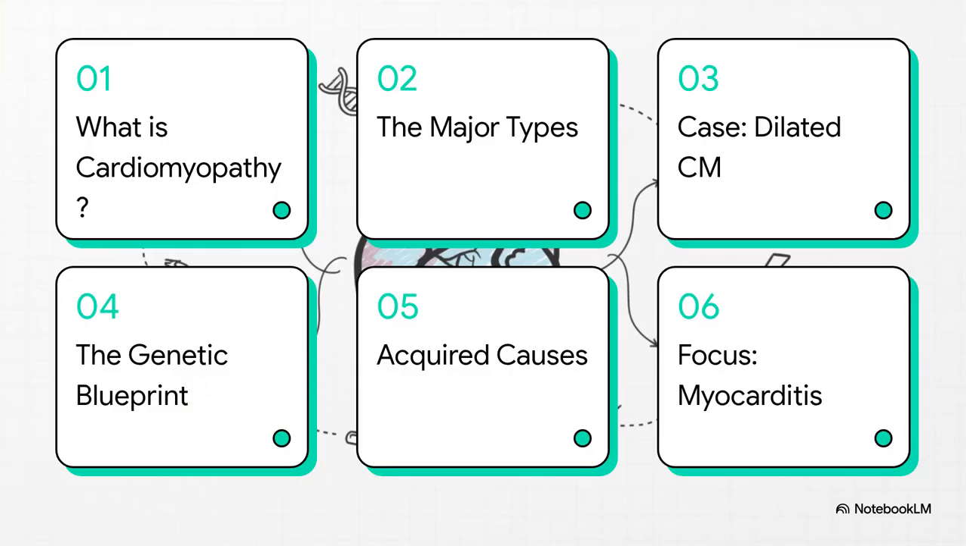So here's our game plan for this explainer. We're going to tackle this systematically. We'll start with the absolute cornerstone, the formal definition. From there, we'll classify the main types, and then we'll apply that knowledge to a real-world clinical case. We'll also dig into the genetics, review some key acquired causes, and we'll wrap up with a special focus on myocarditis, a condition that's famous for being a diagnostic chameleon.